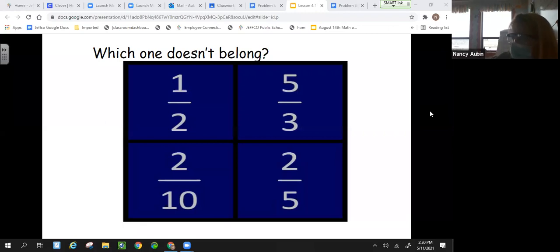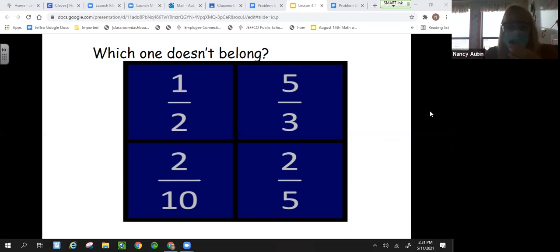Let's hear from Josh Carter. I think 5/3 doesn't belong because all of them, like 1/2 is 2, and 2/10 is 2, and 2/5 is 2, so 5/3 doesn't have a 2. So he says 5/3 doesn't belong because it doesn't have a 2 in the numerator or the denominator, but all the other fractions do.